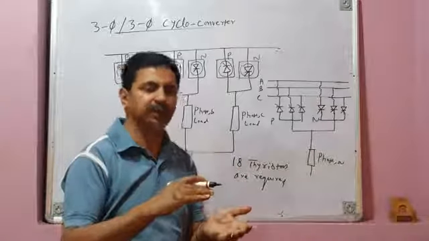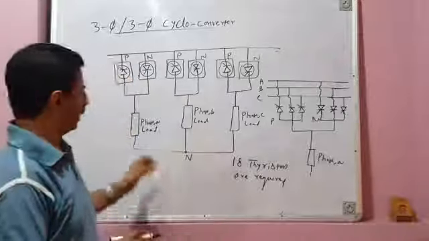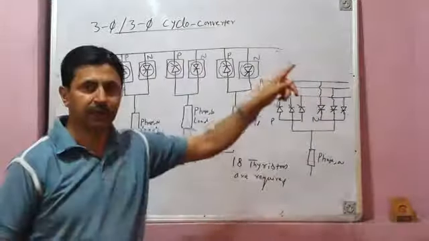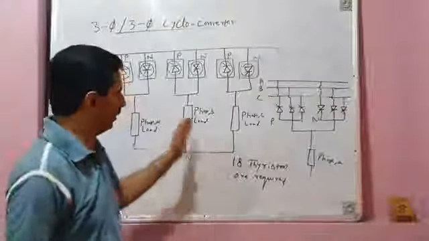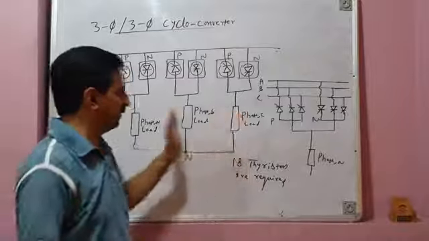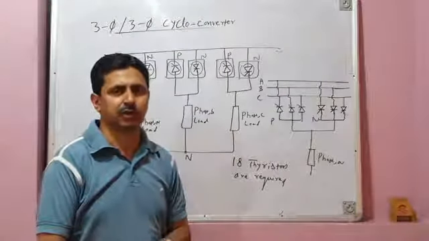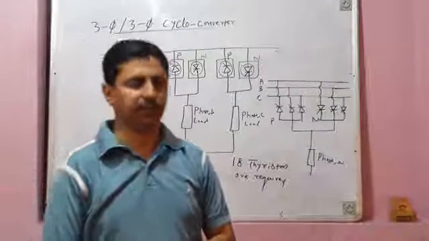That was a 3-phase to single-phase cyclo-converter, but this is a 3-phase to 3-phase cyclo-converter. Across phase A, for 3 cycles of input voltage, you can have only 1 cycle. Similarly, phase B will have 1 cycle, phase C will have 1 cycle, and those voltages will be 120 degrees phase displaced with respect to each other. So therefore, output voltage frequency, you can make 1 by 3 of input voltage.